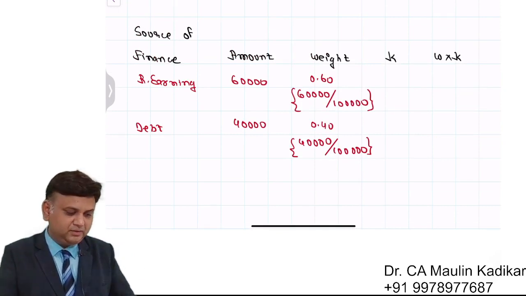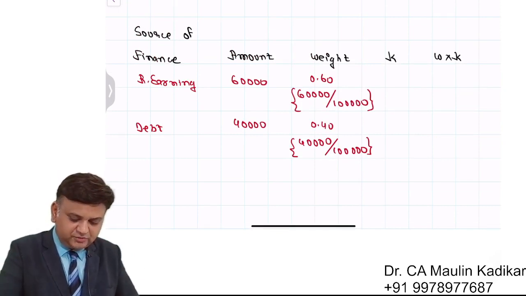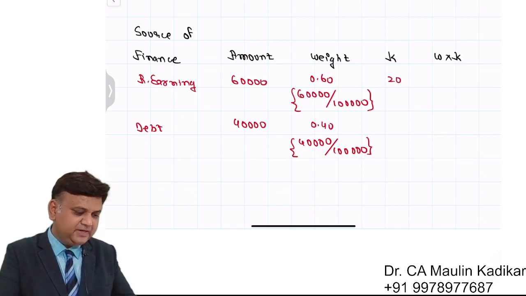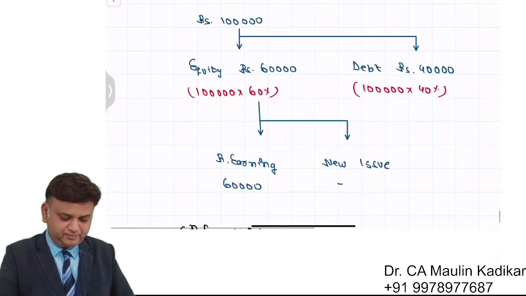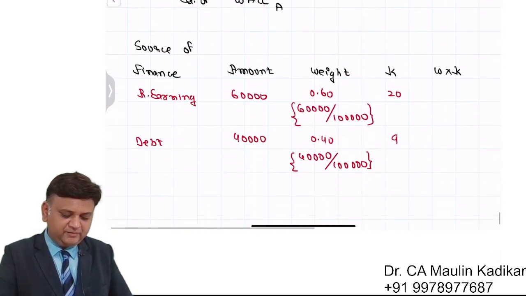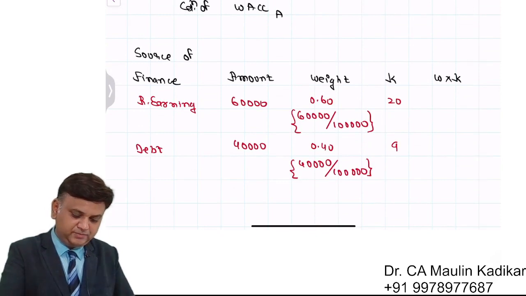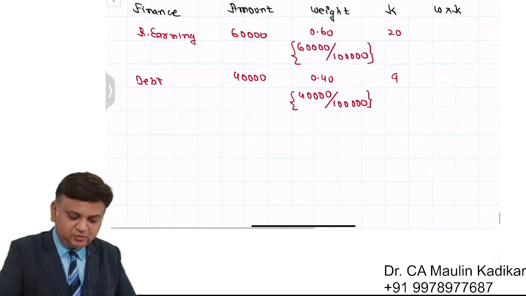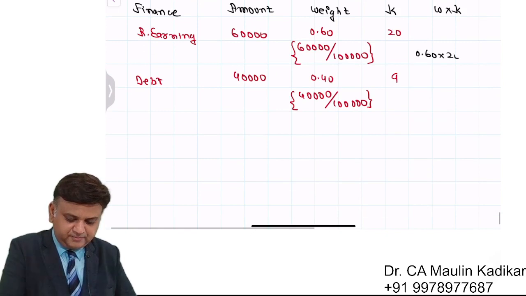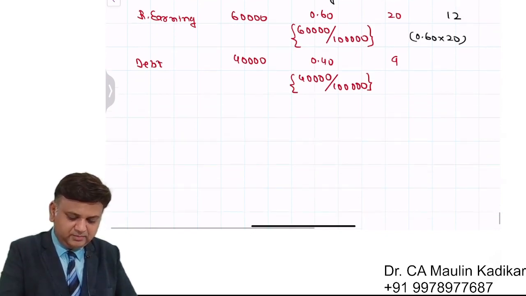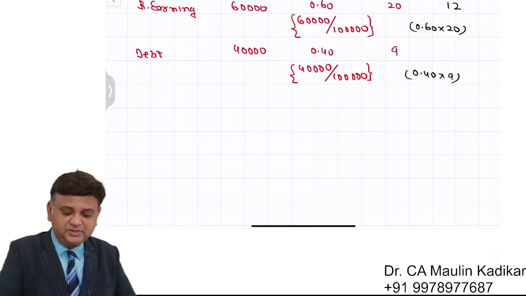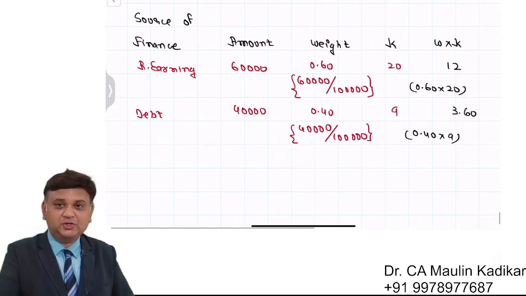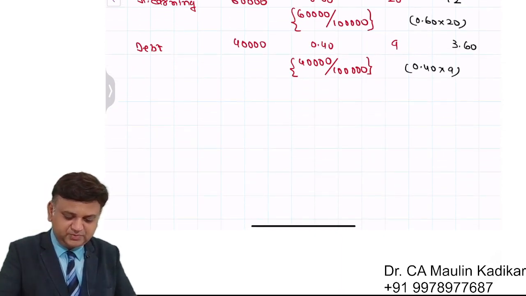Multiplying with the cost of capital. Retained earning has a cost of 20% and debt financing has a cost of 9%. So what we will have is weight into cost. So it is 0.6 into 20, it is 12. 0.4 into 9, it is 3.6. So the weighted average or overall cost of capital is 15.6%.